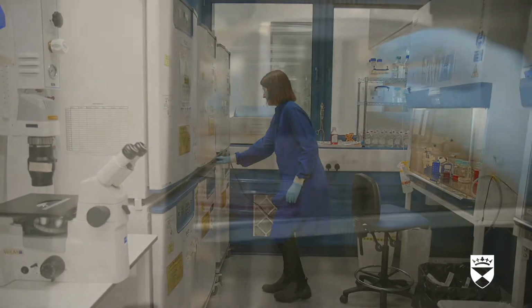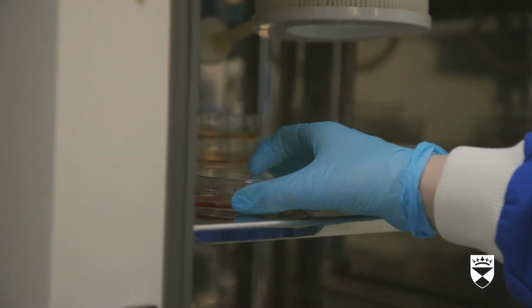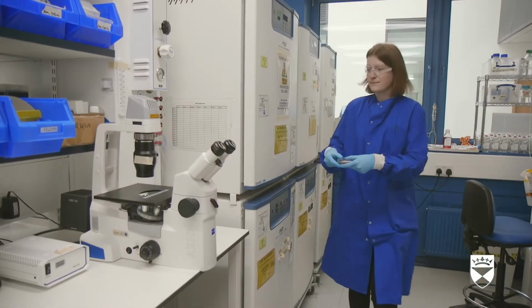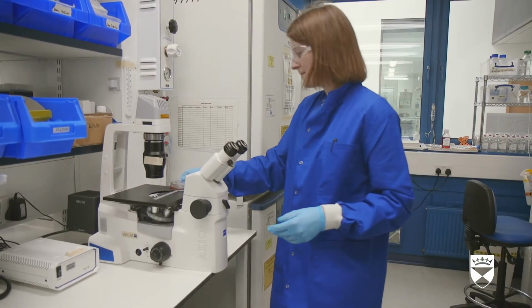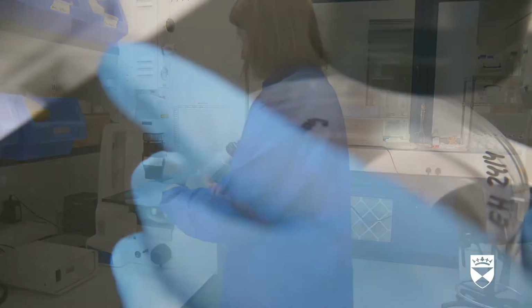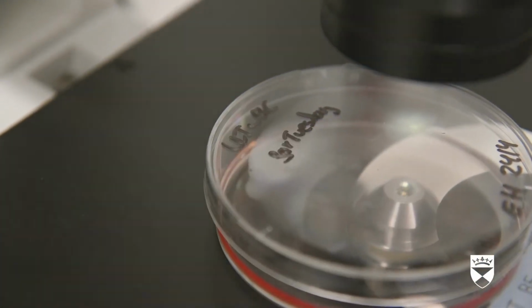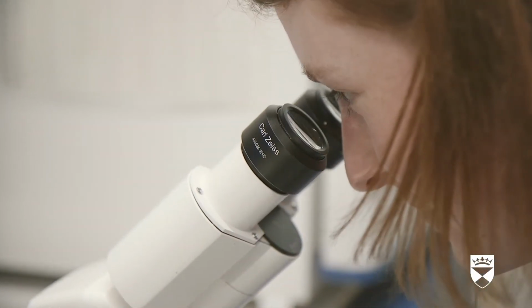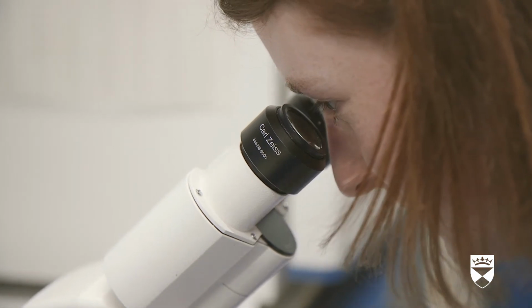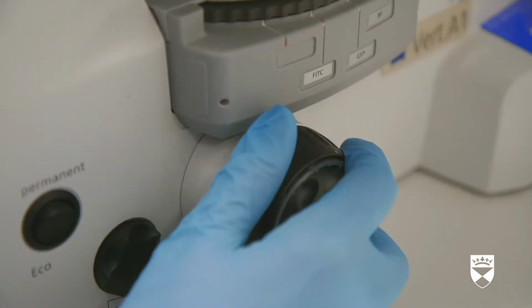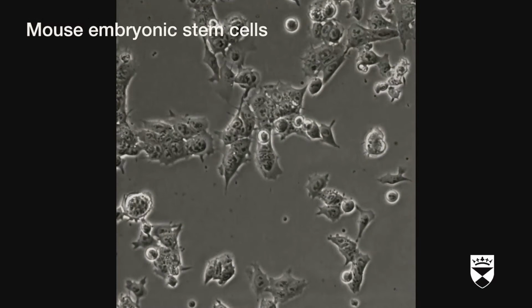First, we must ensure that stem cells are in the right environment to grow healthily. Like ourselves, they need warmth, air, and nutrients to survive. Warmth and air are provided by cell incubators and nutrients by a liquid soup. We regularly check that the stem cells are healthy by using a microscope.